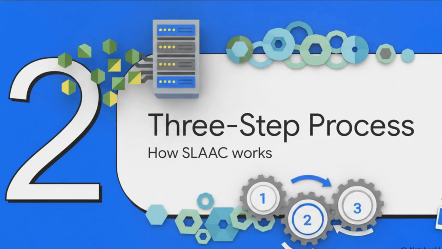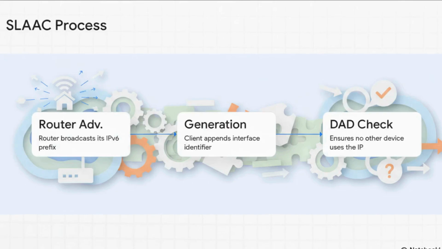Section 2. The three-step process. To pull this off, the client device pieces its identity together through three really distinct stages. Step 1. Router advertisement. Step 2. Address generation. And Step 3. Duplicate address detection. It's a highly logical, almost elegant sequence of events. Let's walk through exactly what happens at each of these stages to get a device fully up and communicating.